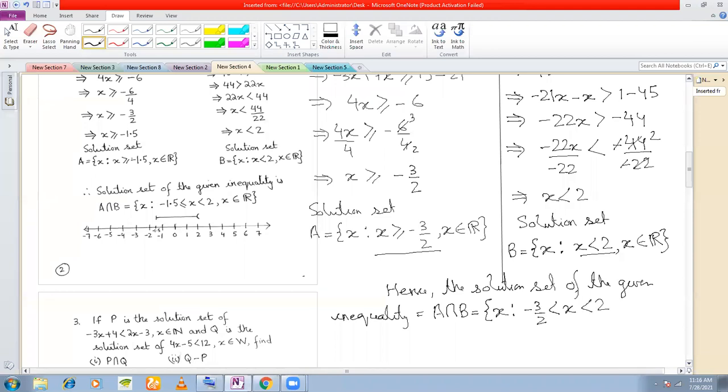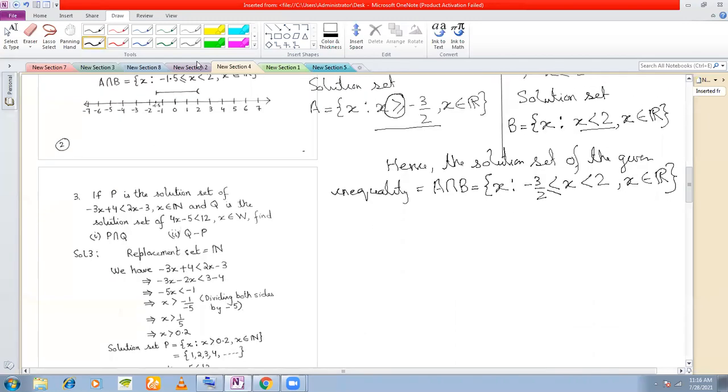Now the question is where I should give the equality. Is there any equality at all or not? You see, equality is associated with minus 3 by 2. So we give an equality here. So x belongs to R. This is the solution set.